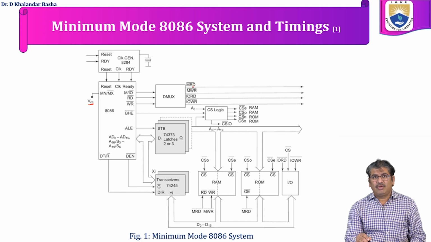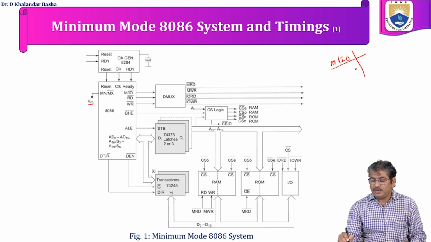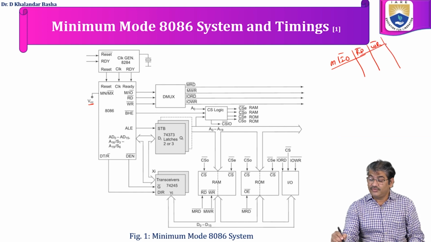MRD bar is for memory read operation. MWR is for memory write operation. IOR is for I/O read operation. IOW is for I/O write operation. So here, by making use of the M/IO bar, read bar and write bar signals, we are going to generate these control signals.